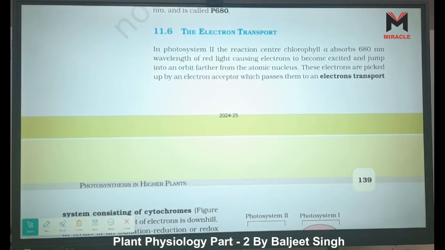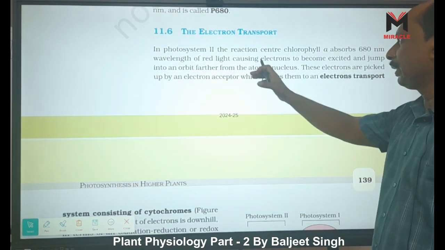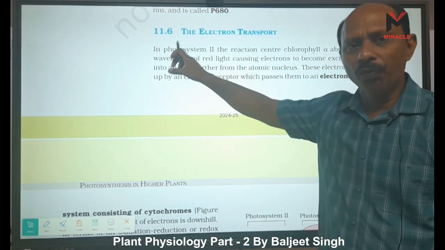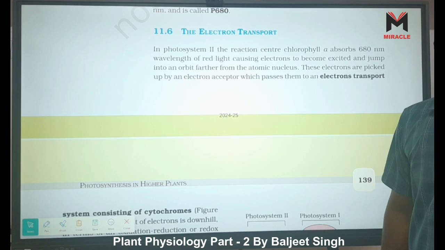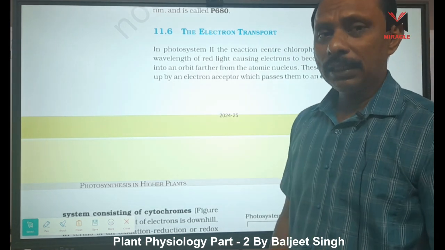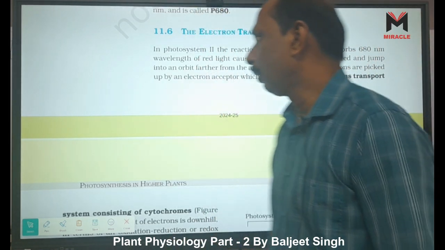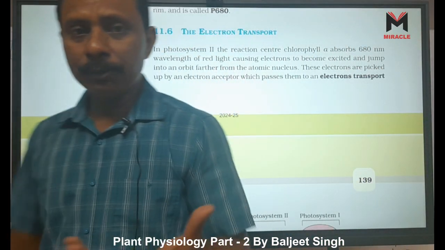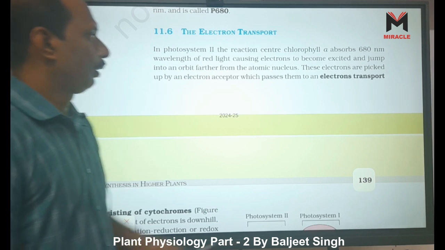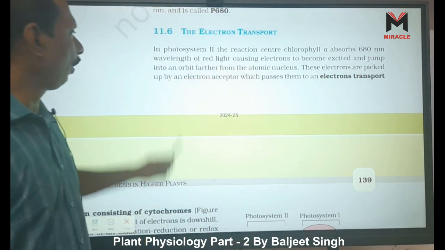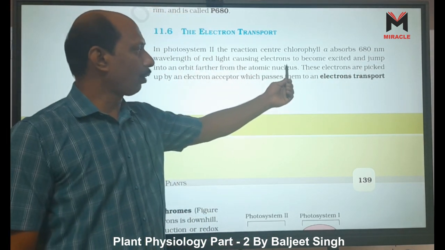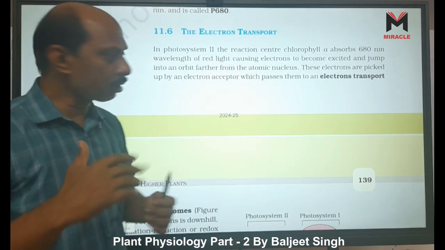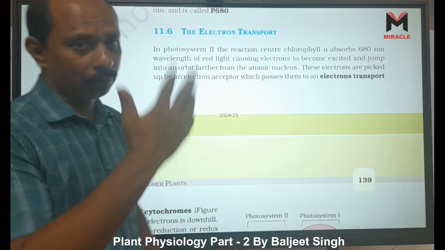Now electron transfer. In photosystem II, the reaction center chlorophyll a absorbs 680 nanometer. P680 is the maximum wavelength it can absorb. It absorbs 680 nanometer wavelength of red light, causing an electron to become excited and jump into an orbit further from the atomic nucleus. It jumps from its orbit.